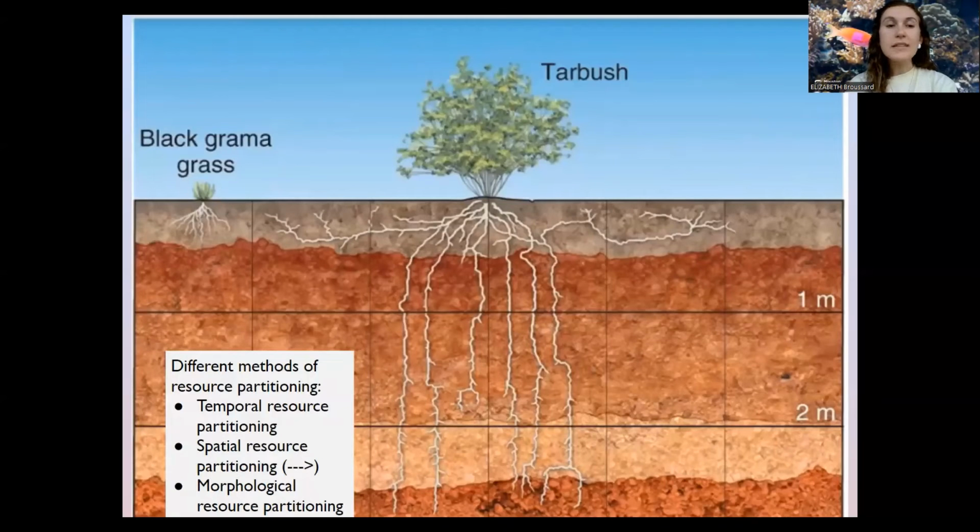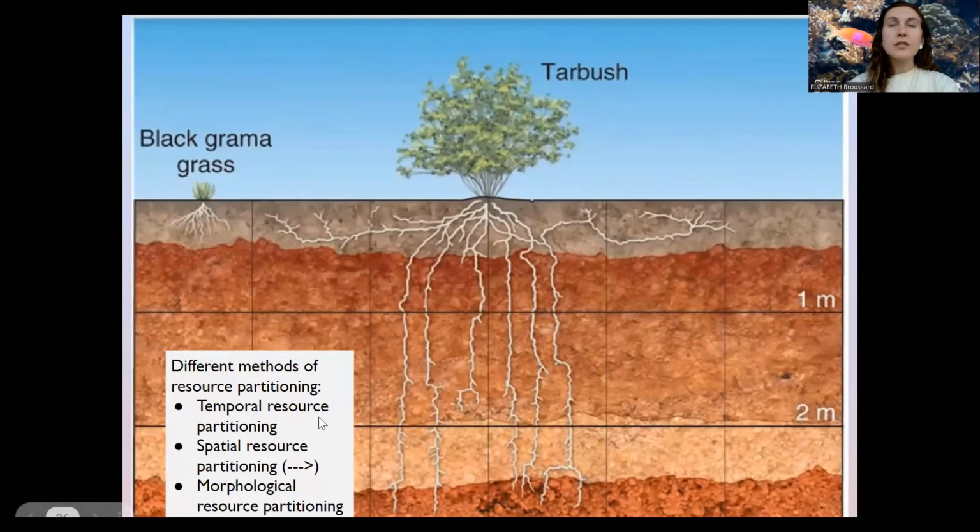So let's look at some examples of resource partitioning. There are three main methods: temporal, spatial, and morphological resource partitioning. I'm going to talk about each of them a little bit, but again, last little plug, please make sure you're reading our textbook. These Edpuzzles are really just to get your feet wet, but I want you to be reading that textbook to get some good examples.